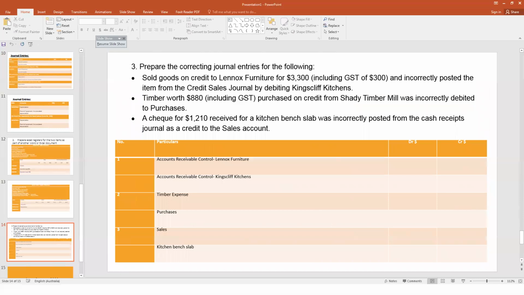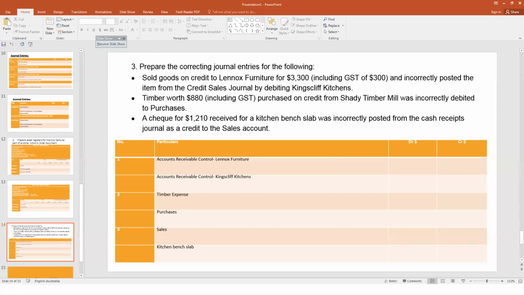So they're saying in the question, in this number 3, that they sold goods on credit to Lennox Furniture for 3300, including GST of 300, and incorrectly posted the item from the credit sales journal by debiting Kingscliff Kitchens. So they actually made a mistake. It should be Lennox Furniture, but they mistakenly credit sold to Kingscliff Kitchens. So see, it's accounts receivable. They were expecting before that Kingscliff Kitchens will pay their money, but now they figure out that no, Kingscliff Kitchens are not going to pay their money.